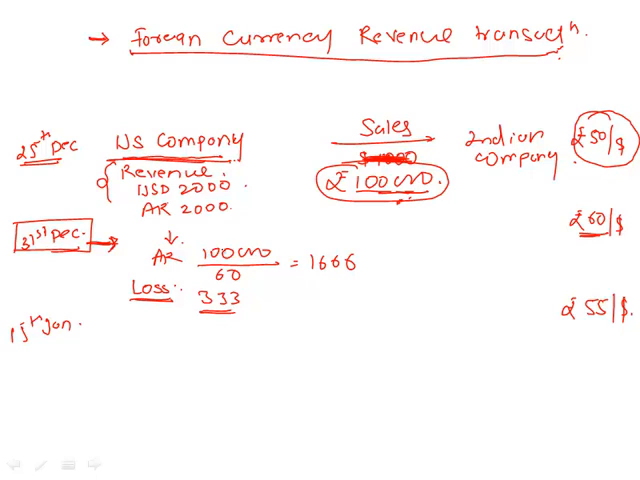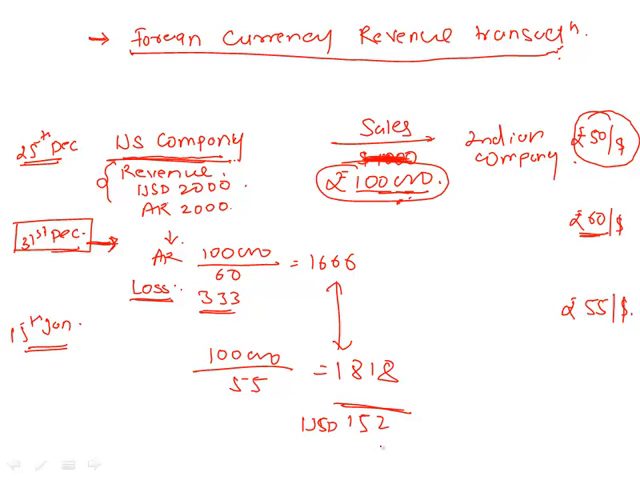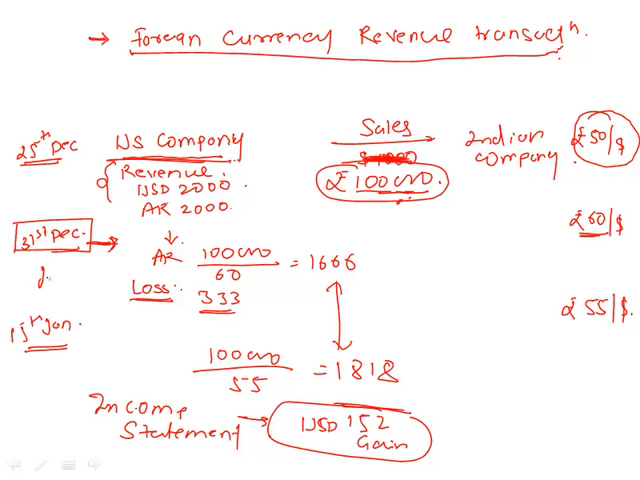333. Is it fine? But eventually when the transaction is settled, the amount that we would recognize is 100,000 divided by 55, which would be 1818. So the difference of these two amounts, how much is that? That's 152. USD 152 would be the eventual gain, and this would be again recognized in the income statement. Foreign currency translation loss and benefit both, and this is also recognized in income statement. Is it clear? Any doubts you want to ask here?